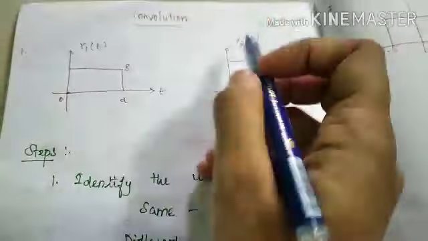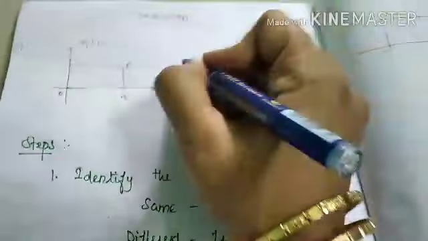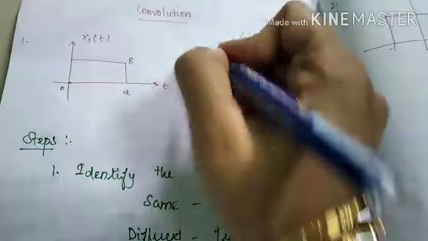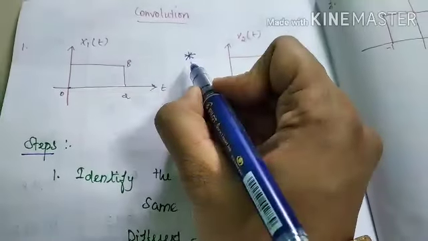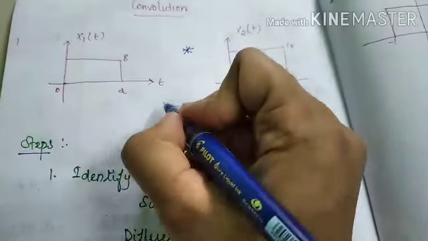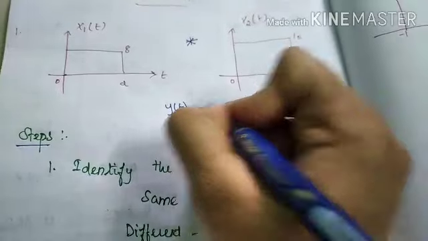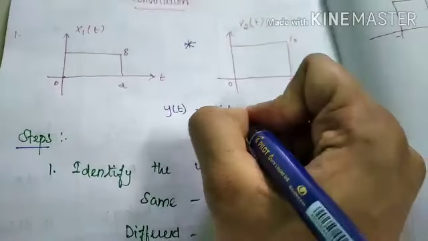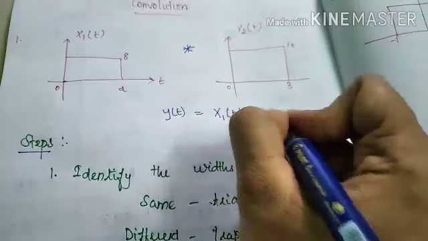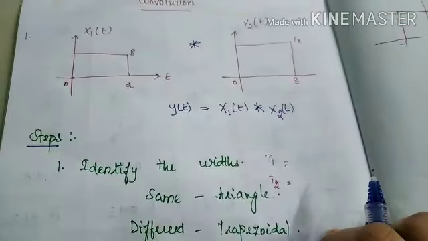Here, they have given two input signals, that is x1 of t and x2 of t. Now I am going to convolve these two signals. This is the symbol for convolution. So now we are going to plot the output, that is y of t. So y of t is equal to x1 of t convolved with x2 of t.